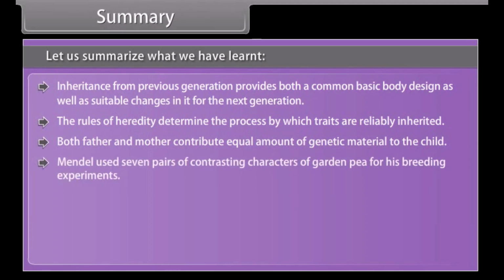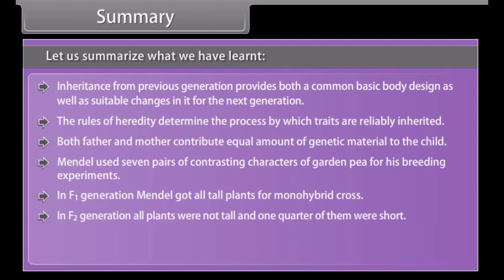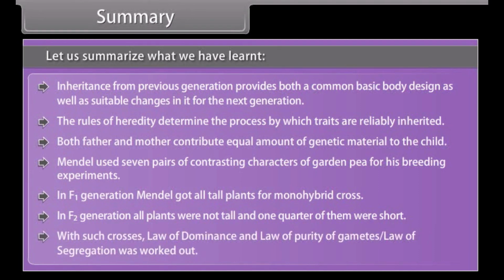Mendel used 7 pairs of contrasting characters of the garden pea for his breeding experiments. In the F1 generation, Mendel got all tall plants for the monohybrid cross. In the F2 generation, all plants were not tall and 1/4 of them were short. With such crosses, the law of dominance and the law of purity of gametes, which is also called the law of segregation, were worked out.